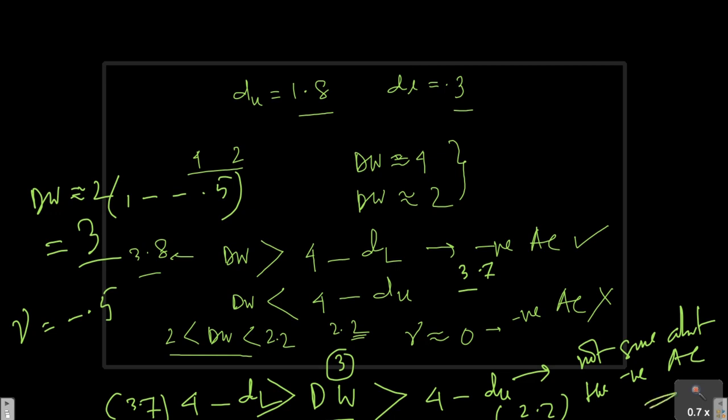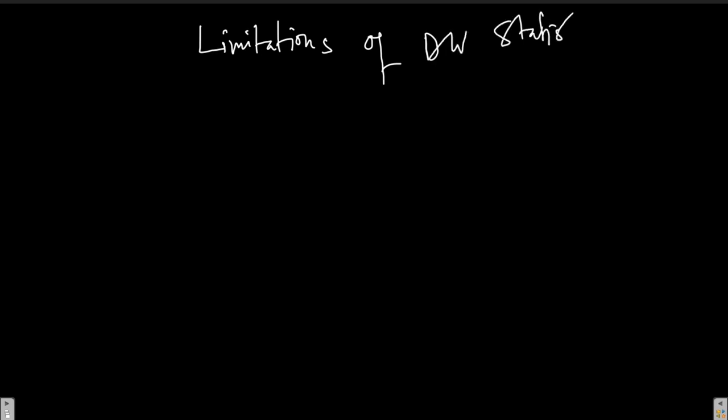So that's basically how we understand and interpret the dw statistic, and how we use the dw statistic to understand if there is any positive autocorrelation or negative autocorrelation. Now the last part of the lecture is essentially the limitations of the dw statistic. I will jot down some of the limitations, and I'll explain where the limitations are coming from. Let me explain the limitations.